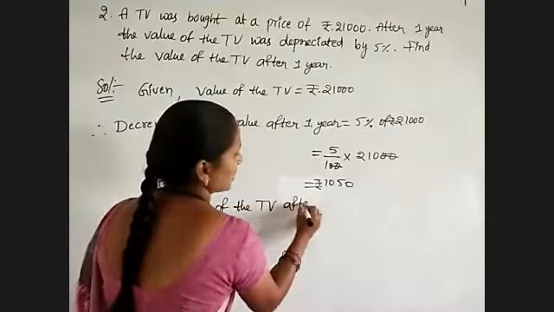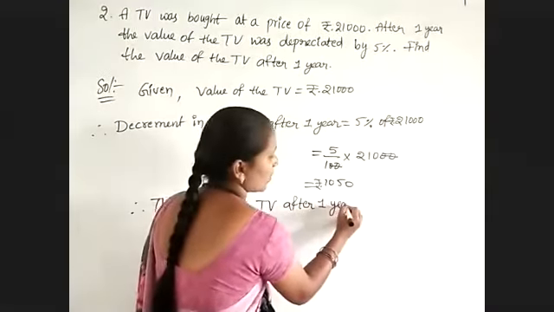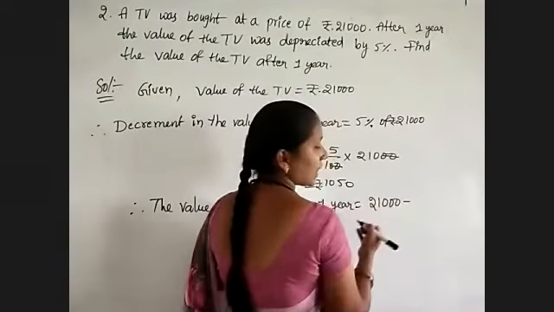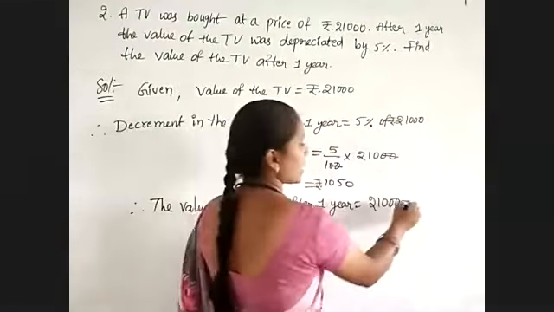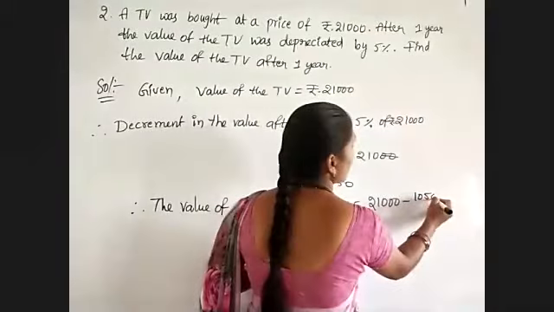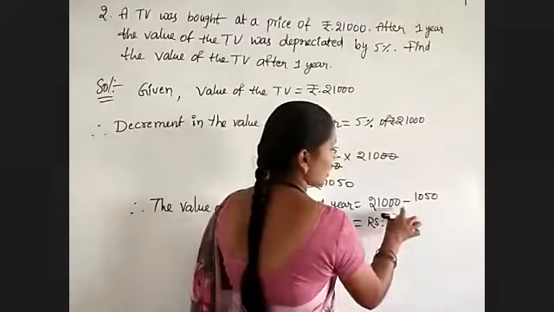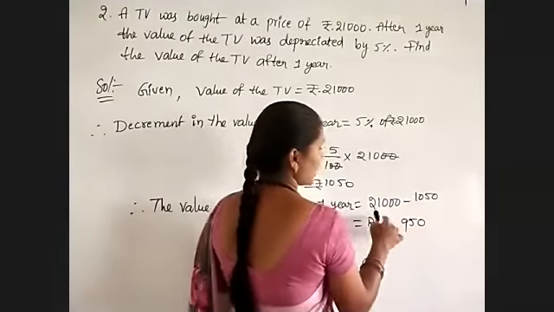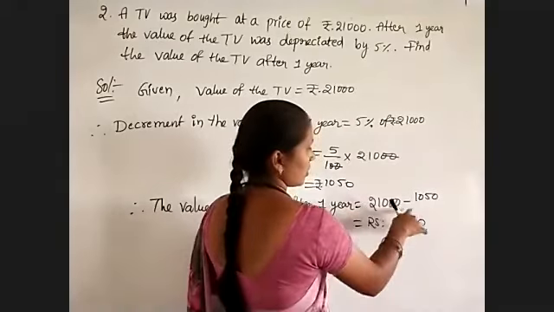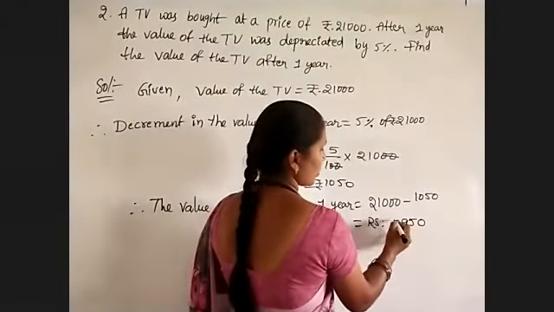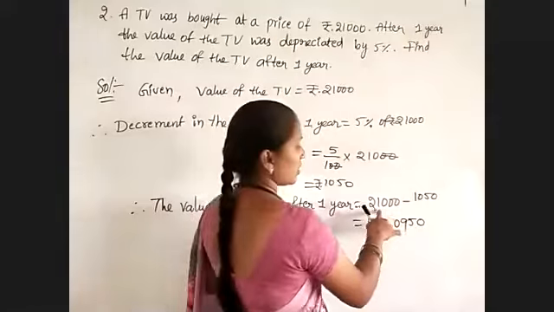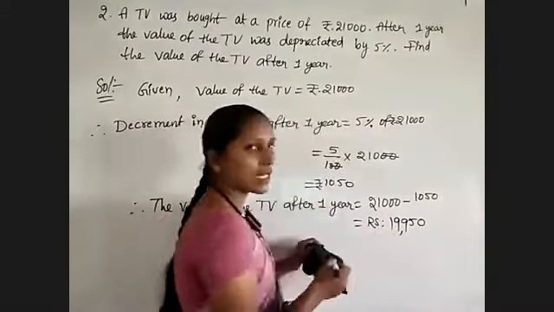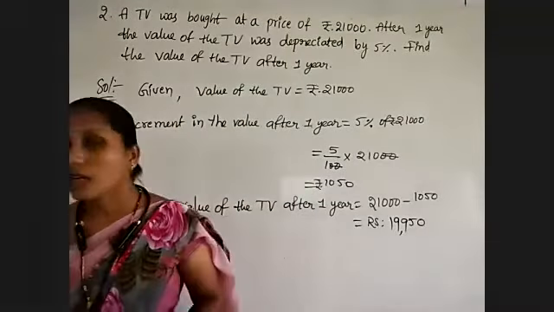Therefore, the value of the TV after 1 year will be equal to the original value, 21,000, minus the deduction in the value, that is 1,050 rupees. So the total amount will be equal to: 0 minus 0 is 0, 10 minus 5 is 5, 10 minus 1 is 9, and 1 minus 1 is 0. 19,950 rupees is the value of the TV.